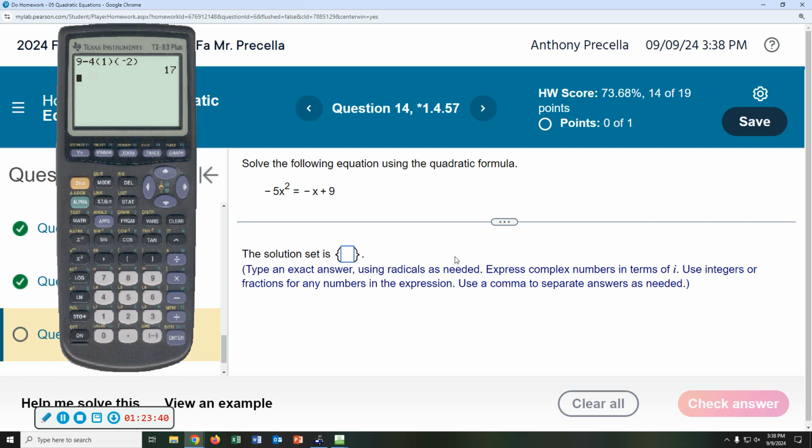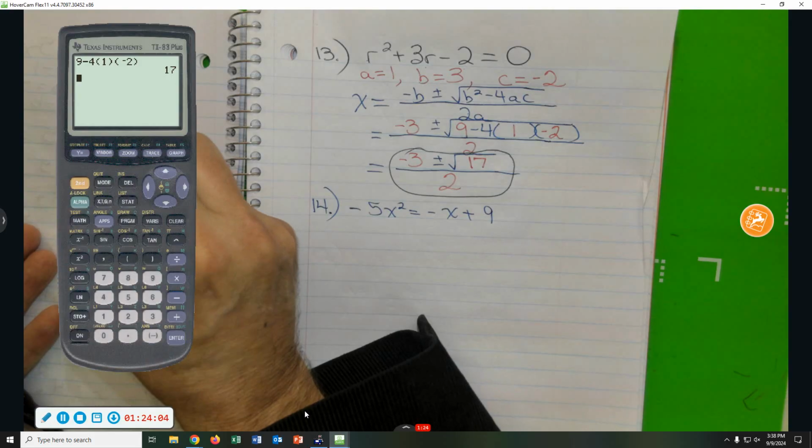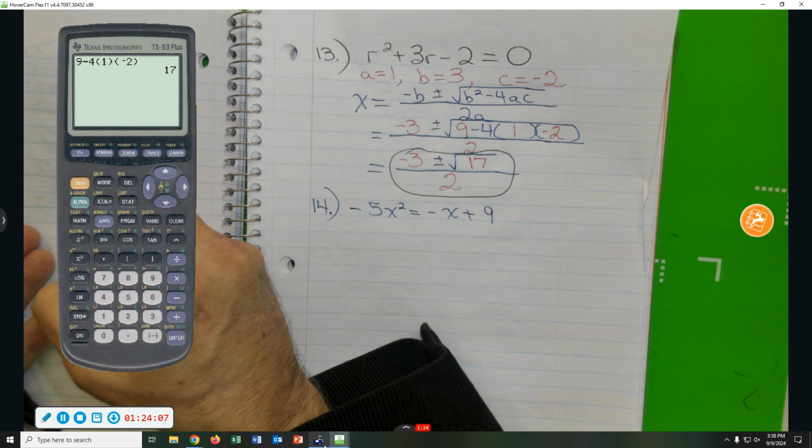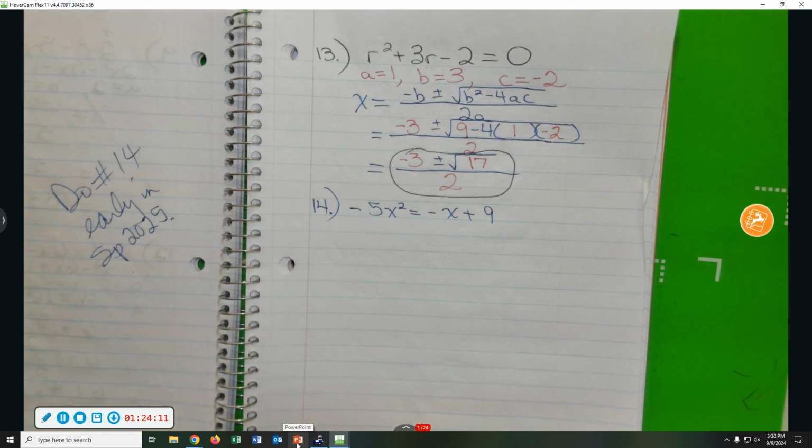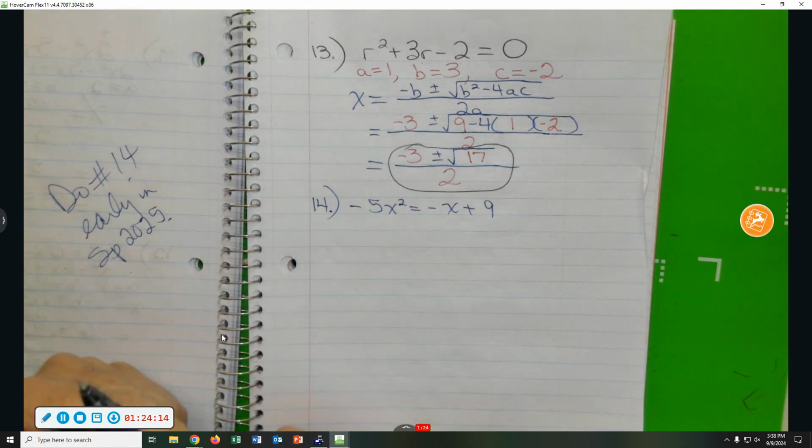Oh, this is a good one. Okay. I've been wanting one like this. I'll make a note for next semester. We'll do number 14 early in the assignment, but I won't remember by the time next semester comes around. Make a note right there. Oh, so right here, you mean? Yeah, right there, number 14. Oh, no, it's going to be spring 2025. Oh, wow. Yeah. Oh, goodness.